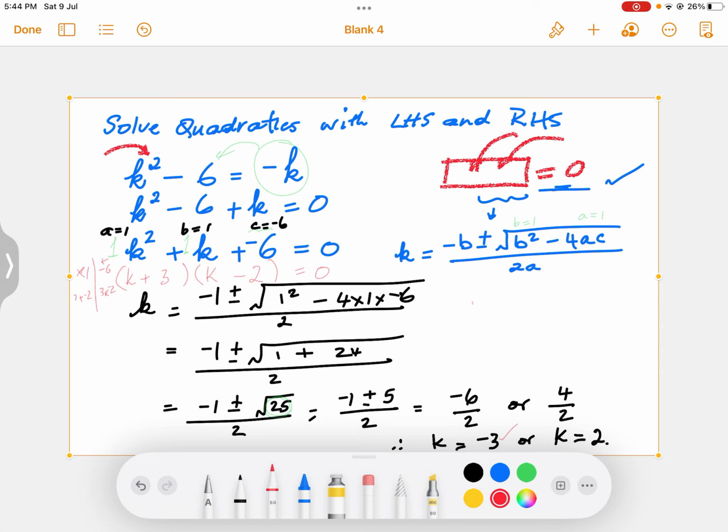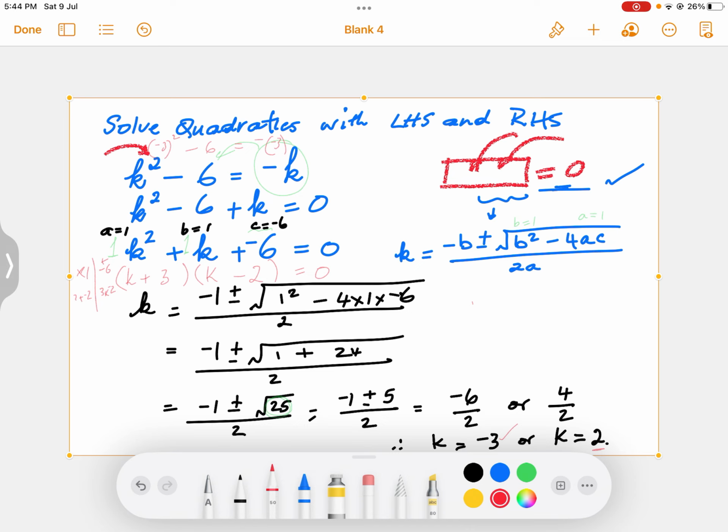Remember, if we substituted these values back into the original equation, it would be true. Negative 3 squared minus 6 does equal negative k, which is 3. Just check: 9 minus 6 is 3, and negative k is 3. That's true. If we use 2, we'd also get the same true answer.